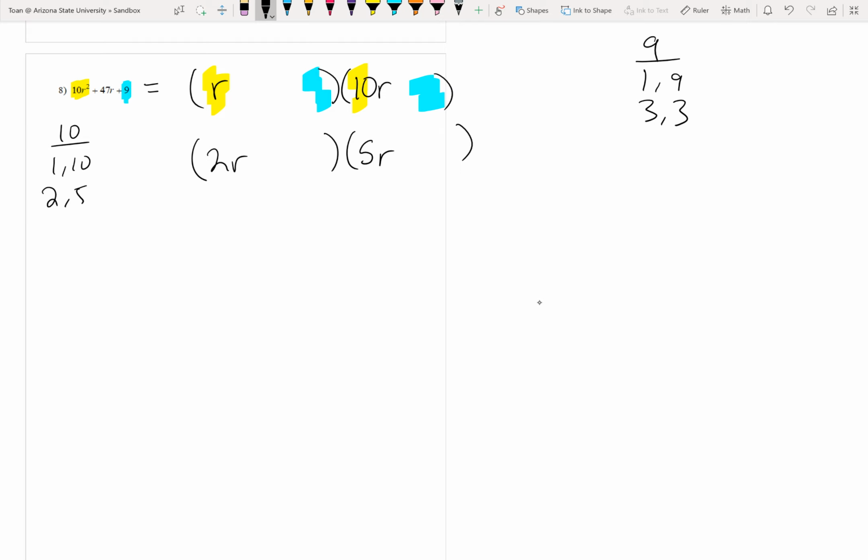I think you get the idea. You just have to put in the work. You have to put in the effort of trying all possible combinations. If you were to factor this correctly, it's actually 2r and 5r, specifically 2r plus 9 and 5r plus 1. That is the factored form.